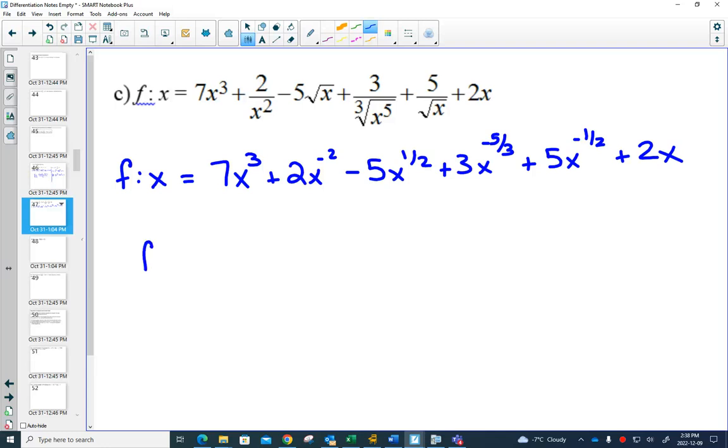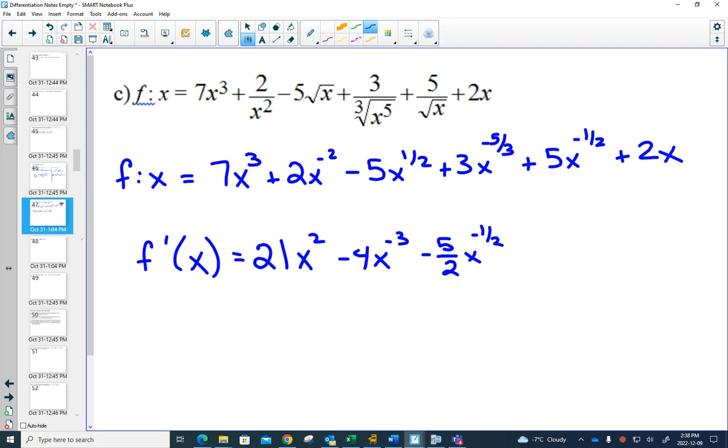Then our derivative would look like 21x squared. Bring the negative 2 out, negative 4x, negative. Bring the half out, negative 5 over 2, x to the negative 1. Bring the negative 5/3 out, negative 5x, negative 8/3, minus 5 over 2.